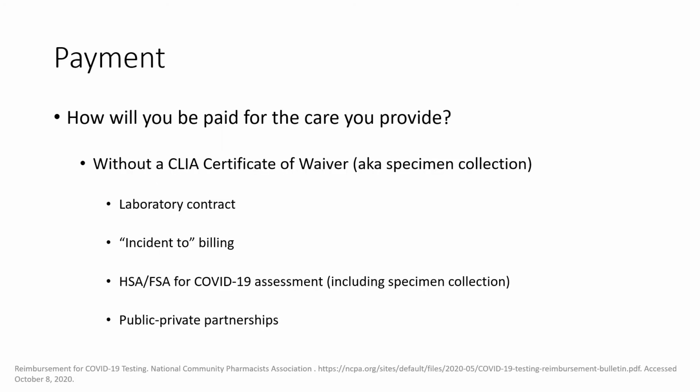The last consideration to weigh is payment. There are a number of different ways you can be paid depending on whether you have a CLIA waiver and are partnering in order to provide testing. In general, payment for COVID-19 testing varies depending on whether the patient receiving the test is insured by Medicare, Medicaid, or private insurance, or is uninsured, and whether a payer recognizes the pharmacy or pharmacist for payment.